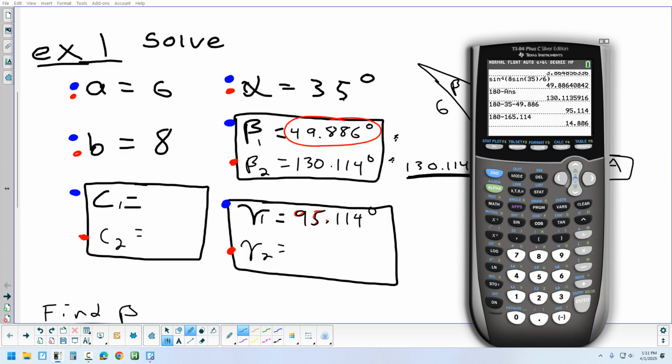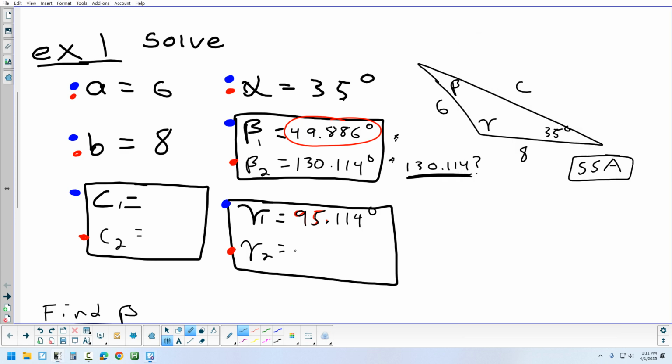I understand how to get the second answer, but why? I get that you subtract it from 180, but I just don't get how that could happen. I'll draw it out after and show you how it can happen. Okay.